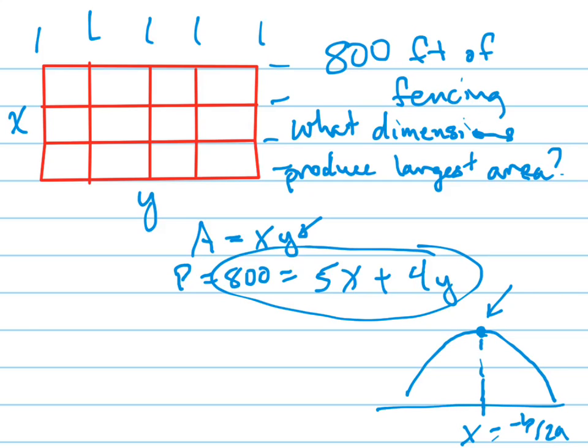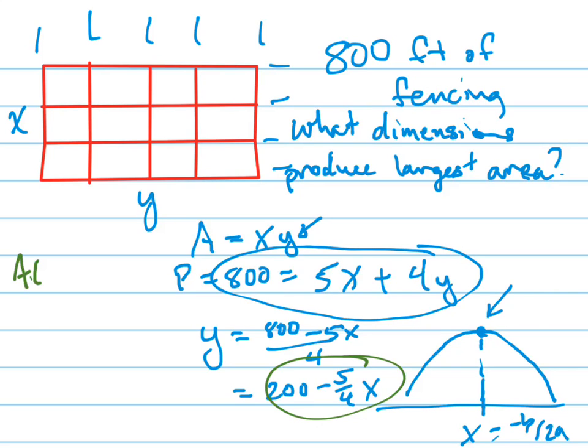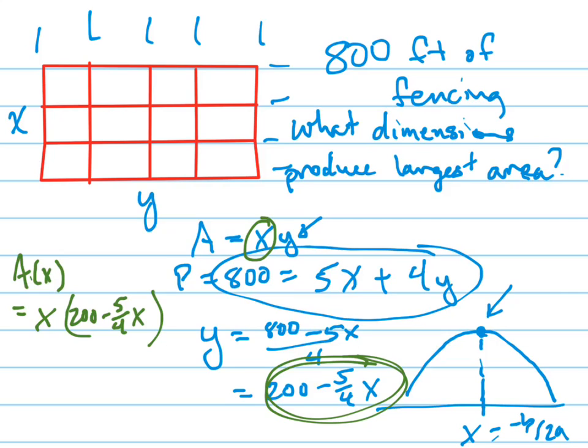Now let's do it. When I solve this, y equals 800 minus 5x all over 4, which means 200 minus 5/4 x. That's what y equals. Now let's plug that back into here. So area in terms of x equals x times y, which is 200 minus 5/4 x. This is a quadratic equation. When I put it in standard form, that's negative 5/4 x squared, I distributed the x in, plus 200x.